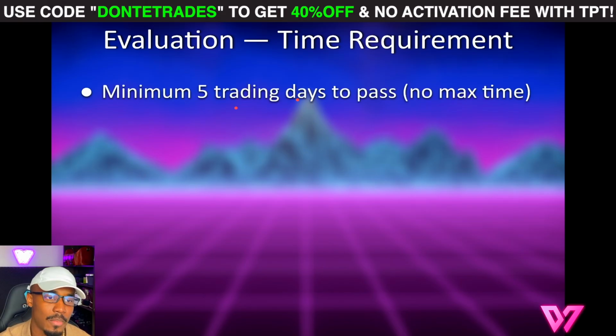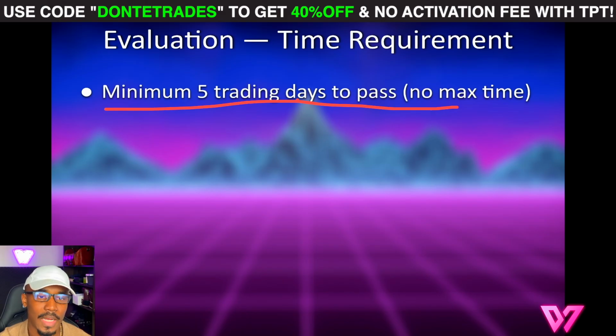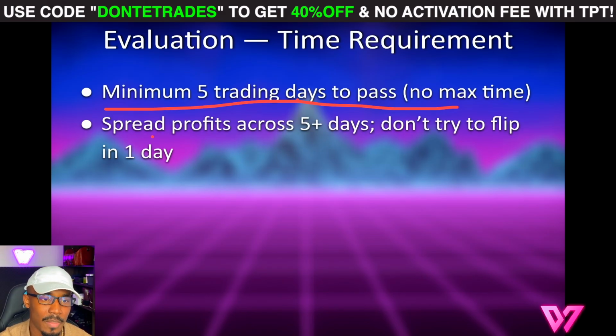Now, evaluation time requirement: you have a minimum of 5 trading days to pass with TPT. So you have to trade at least for 5 days. You don't have any max time, but minimum 5 days. So it makes sense to spread the profits across 5+ days. Don't try to flip in one day because you can't really do that, right?